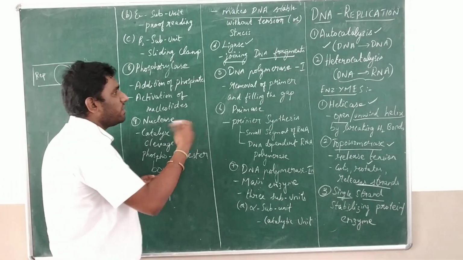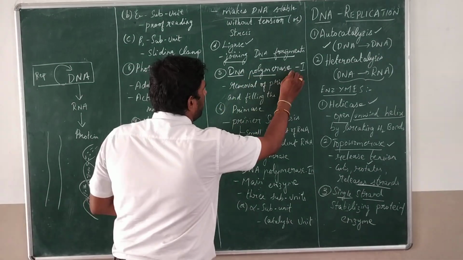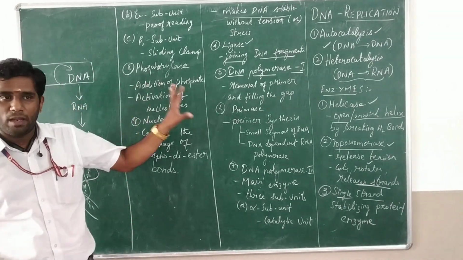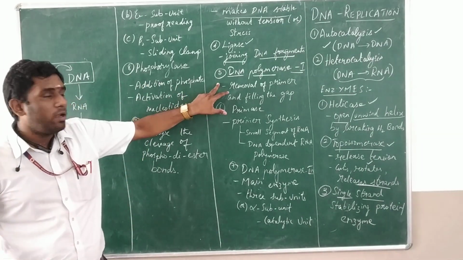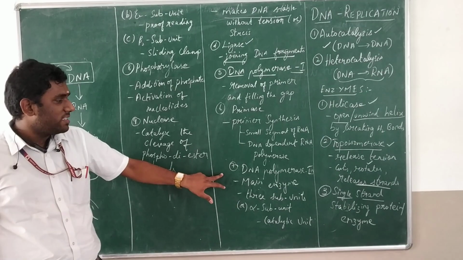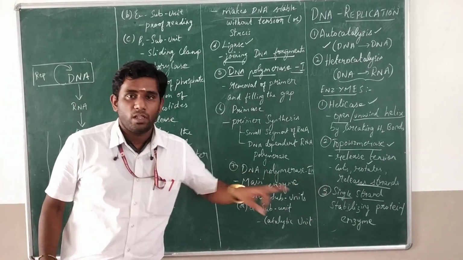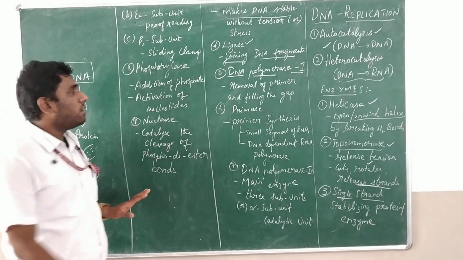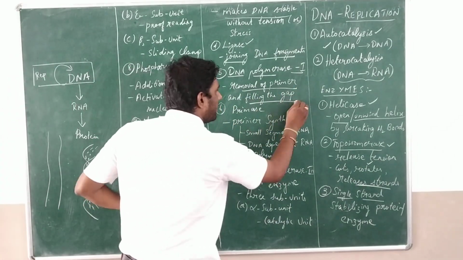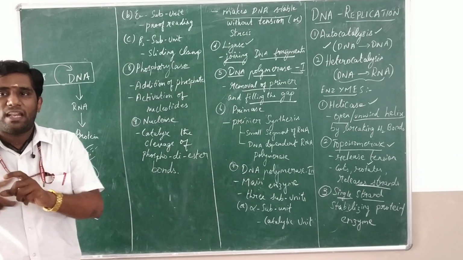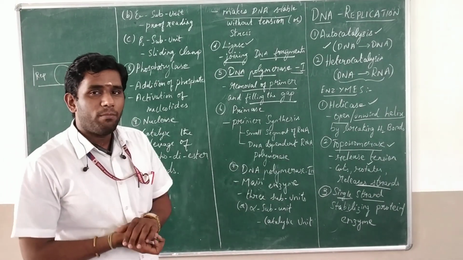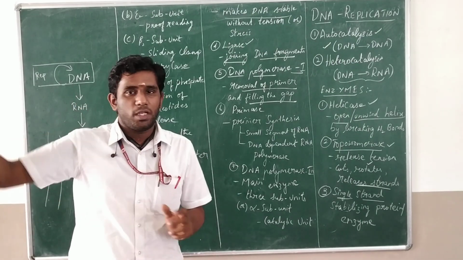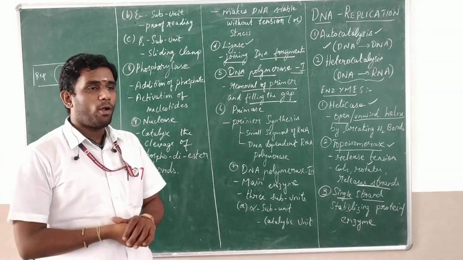Okay. The next is DNA polymerase 1. There are two kinds of polymerases that come in DNA replication. One is DNA polymerase 1. The second is DNA polymerase 3. There are two different polymerases coming. DNA polymerase 1 helps in removal of primer and filling the gap. A primer has to be removed. So what is a primer? We'll come to that. So a primer will be coming and that primer has to be removed. So that is done by DNA polymerase.